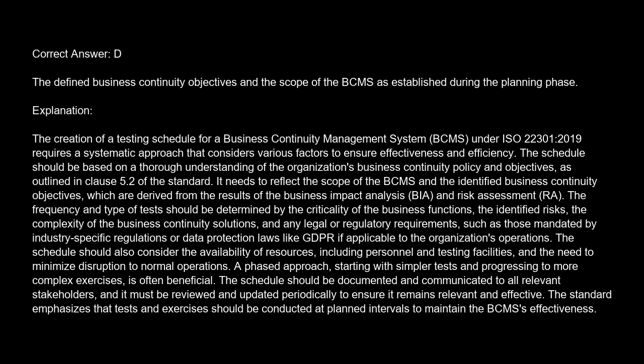Correct answer is D. The defined business continuity objectives and the scope of the BCMS as established during the planning phase. Explanation. The creation of a testing schedule for a business continuity management system, BCMS, under ISO 22301, 2019 requires a systematic approach that considers various factors to ensure effectiveness and efficiency. The schedule should be based on a thorough understanding of the organization's business continuity policy and objectives, as outlined in Clause 5.2 of the standard.